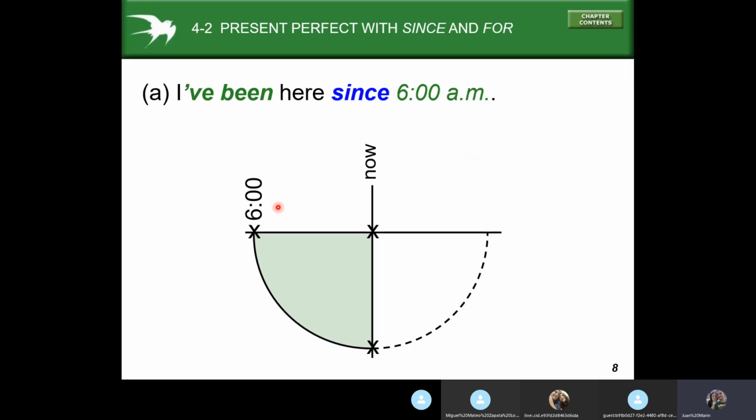Okay, here we have a timeline. This is now, this is the present, this is the actual time, and the present perfect began in the past, continues today. It will probably continue for other years. We don't know how many. So it's a situation that began in the past, continues today, and will continue in the future.